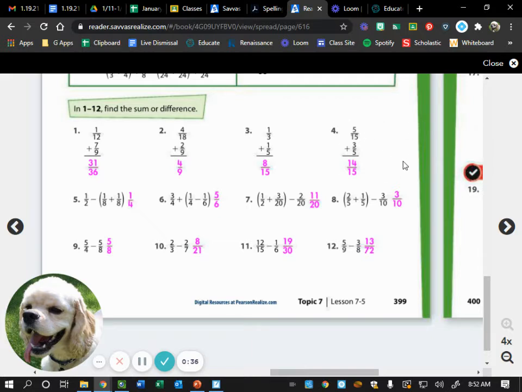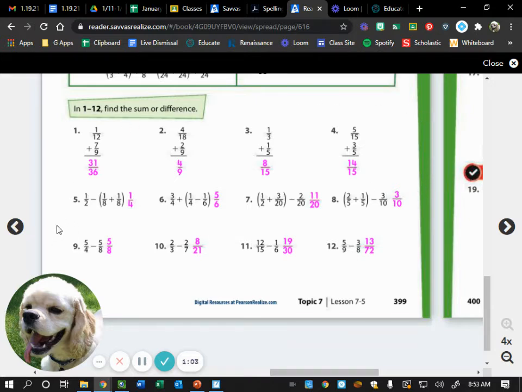So 5/15 plus 3/5, that ends up equaling 14/15 because our least common denominator for 5 and 15 would be 15. So 3/5 would become 9/15, and 5/15 plus 9/15 equals 14/15. Any questions on number 4? Okay, then we had number 5.